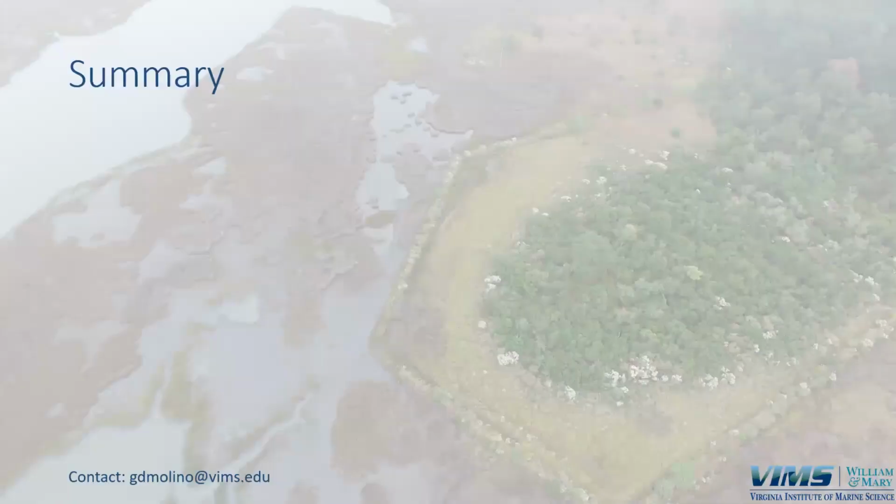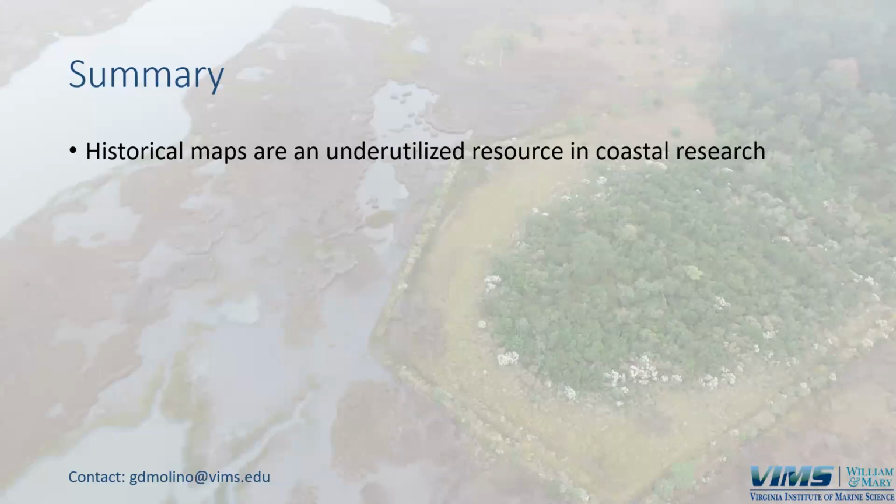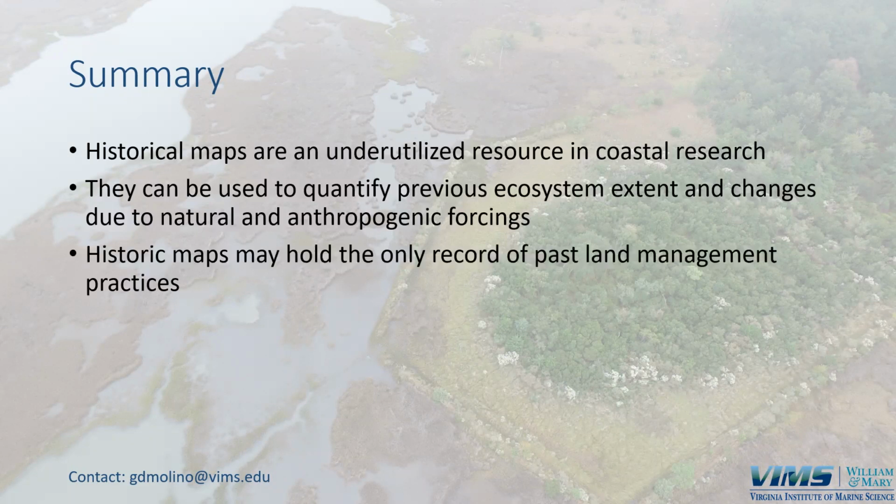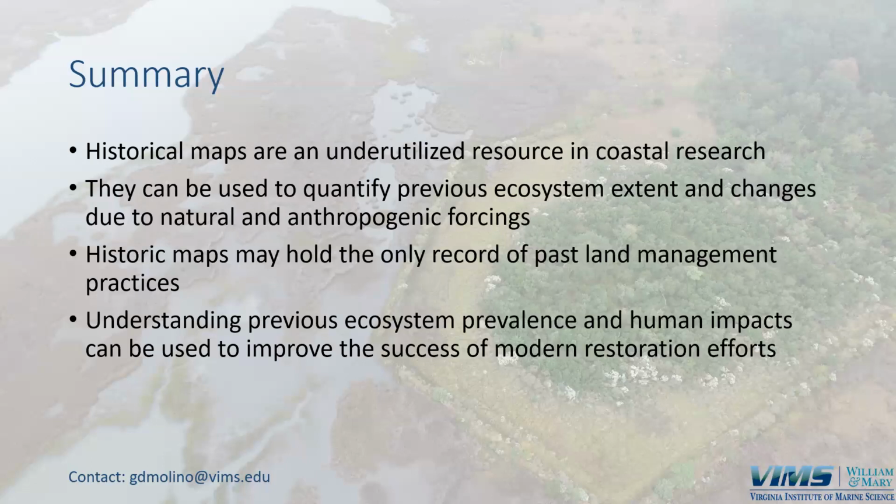And so, just to wrap this all up, historical maps are an underutilized resource in coastal research. They can be used to quantify previous ecosystem extent and changes due to both natural and anthropogenic forcings. These historic maps may hold the only record of past land management practices in some regions. And understanding previous ecosystem prevalence and human impacts can be used to improve the success of modern restoration efforts.